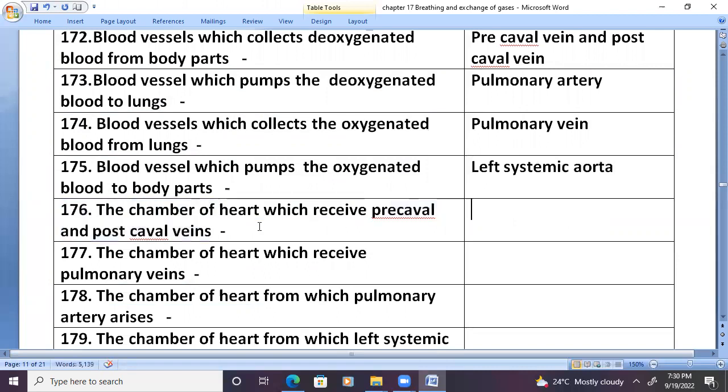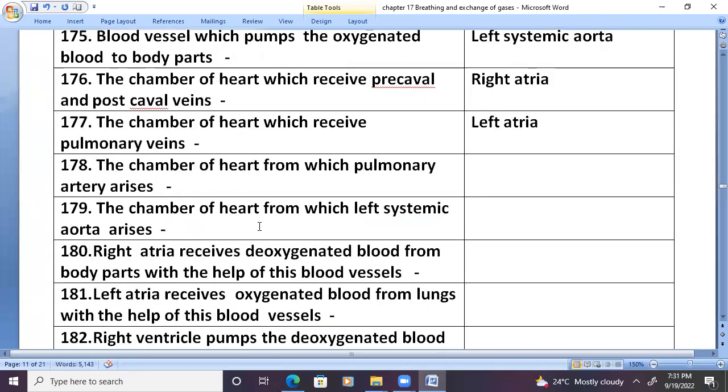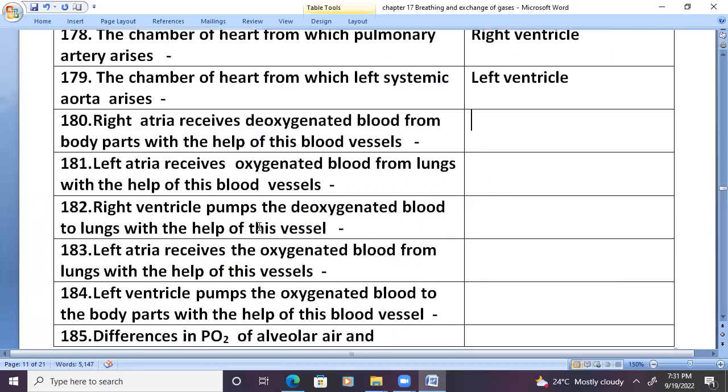The chamber of the heart which receives the precaval and postcaval veins is the right atrium. The chamber which receives the pulmonary vein is the left atrium. The chamber from which the pulmonary artery arises is the right ventricle. The chamber from which the left systemic aorta arises is the left ventricle. This much knowledge is required to understand oxygen and carbon dioxide transport.